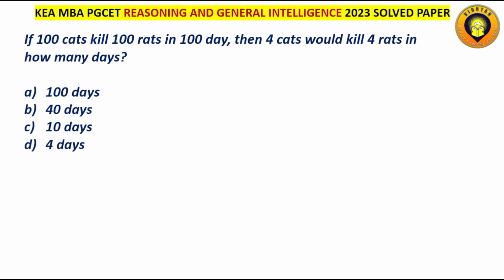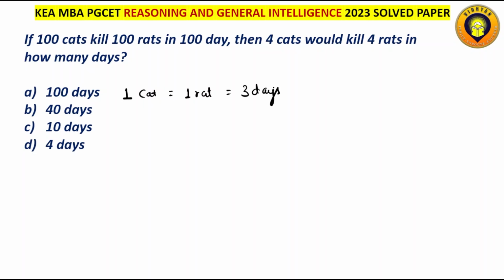If 100 cats kill 100 rats in 100 days, then 4 cats would kill 4 rats in how many days? So now let me try to explain this in a simple way. Now listen carefully. Let us assume that one cat, it's our assumption, is not compared with this question. It is our assumption now. One cat kills one rat in 3 days.